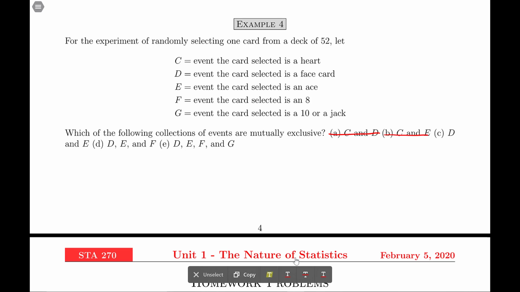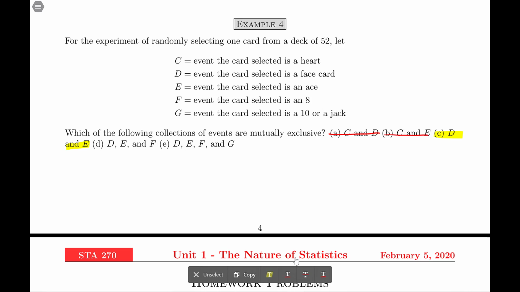For part C, it's D and E. D and E, the event that the card is a face card and the event that the card is an ace. No face cards can be aces, and no aces are face cards. So this is a situation where we do have a mutually exclusive event. So events D and E would be mutually exclusive.